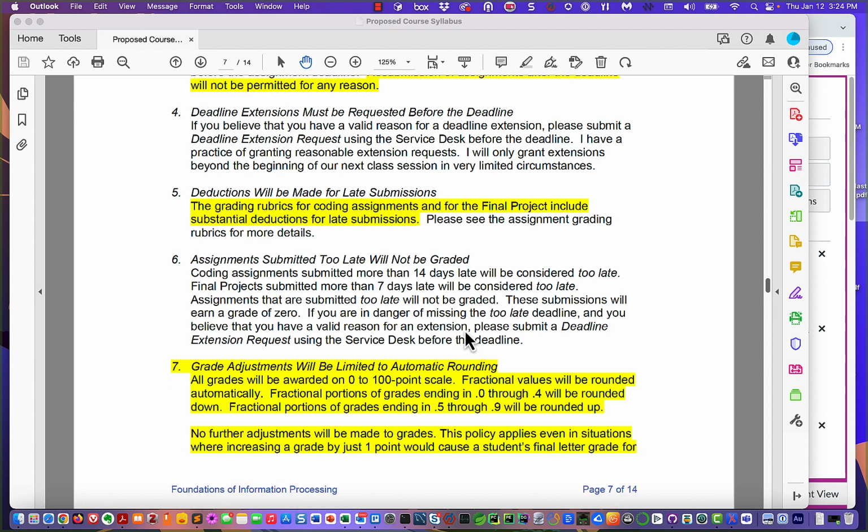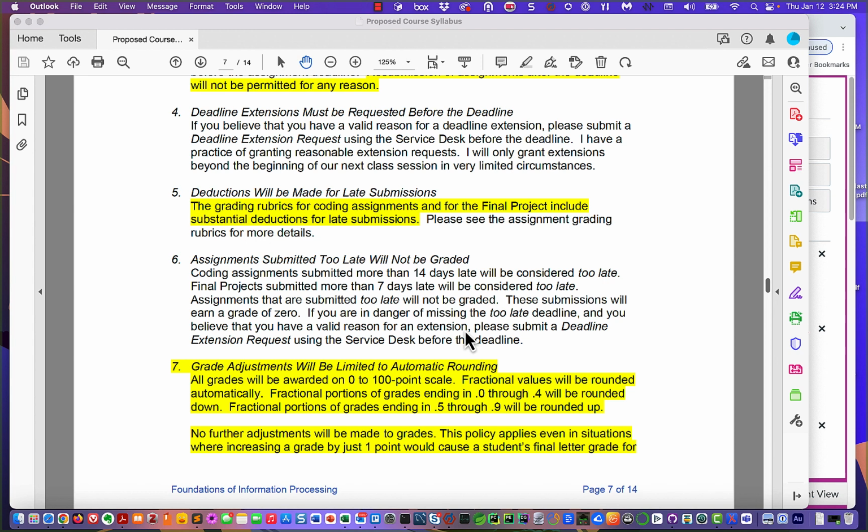The next one, grade adjustments will be limited to automatic rounding. So the way that we round is that every assignment is graded on 100 points, from 0 to 100. And when you earn a fractional score, if it's up to 0.4, then we round down. If it's 0.5 through 0.9, then we round up. And then when we calculate the whole course, we do the same thing.